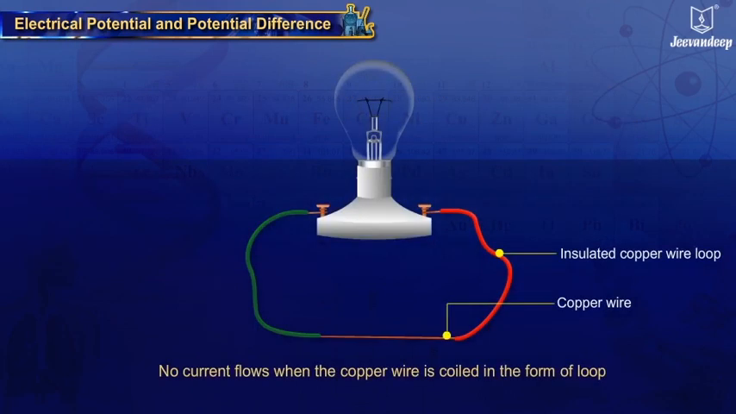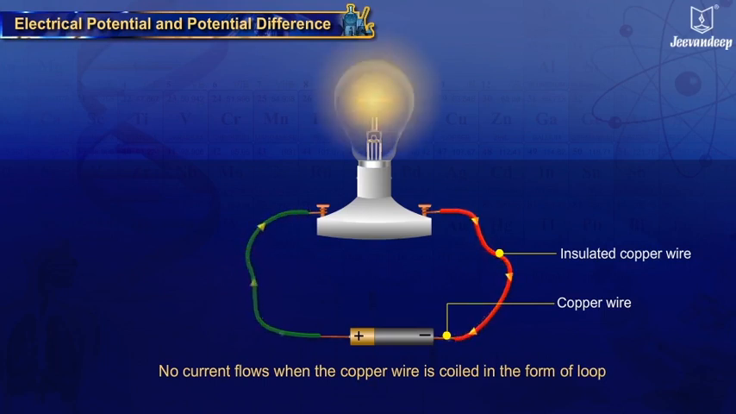No current flows when the copper wire is coiled in the form of loop. But the moment this wire is connected to the terminals of a battery, a potential difference is imposed between the ends of the loop and the current starts flowing.